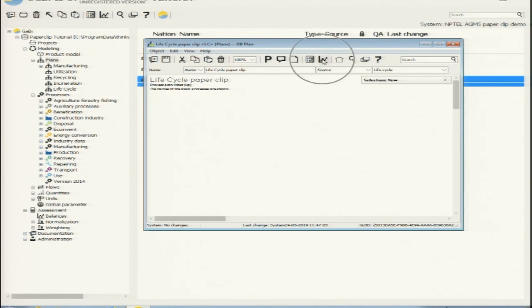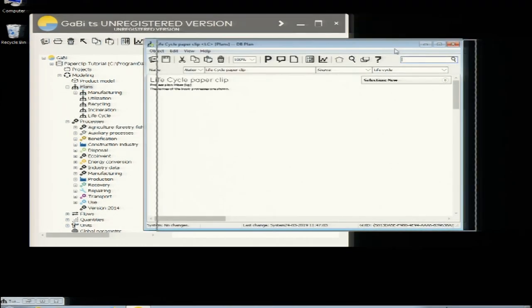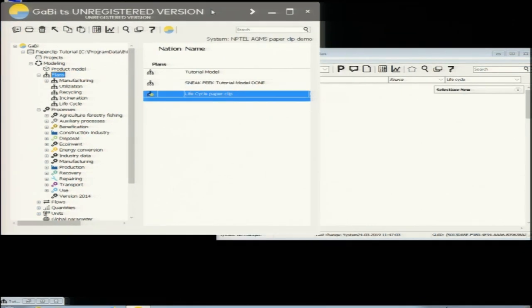So this is the icon of results calculation, and this is the search icon that we'll use many times in this presentation. Because we need to work on this area, it is better to cascade windows so we can see this area and keep on dragging the objects if required.